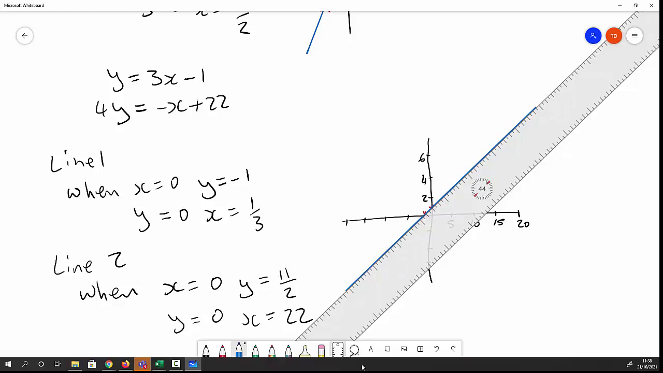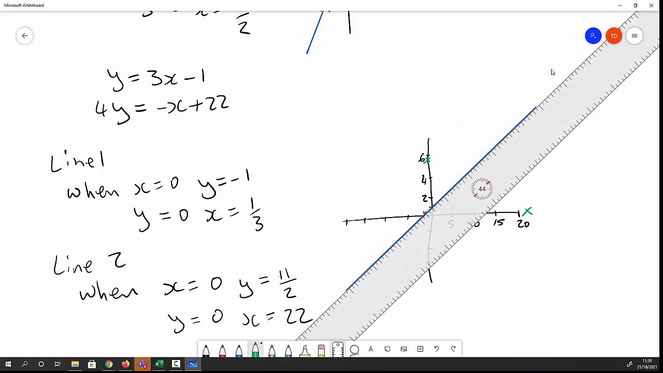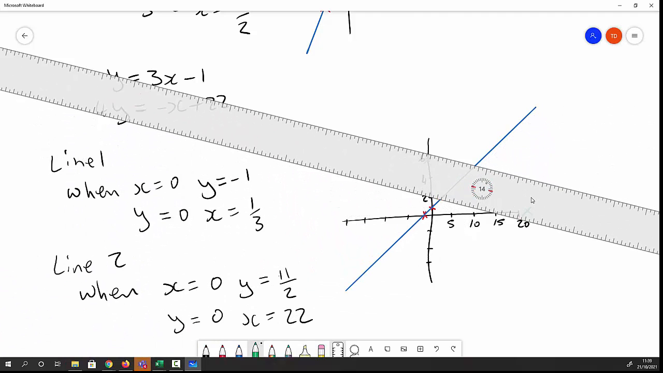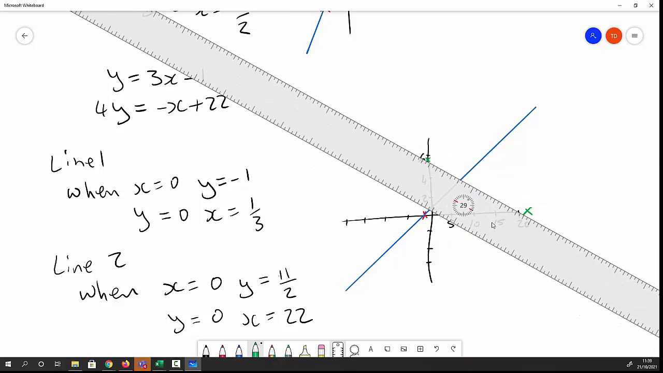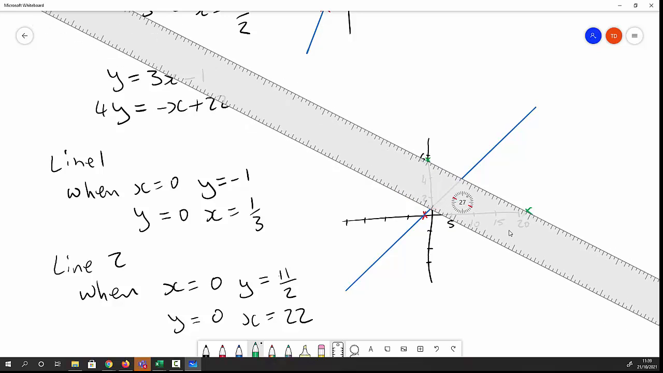And then we'll do this second one. So when x is 0, I'll do this in green. When x is 0, y is 5.5. So that's going to be about there. And when y is 0, x is equal to 22, which is going to be about here, isn't it? Okay, so let's draw that line in there.